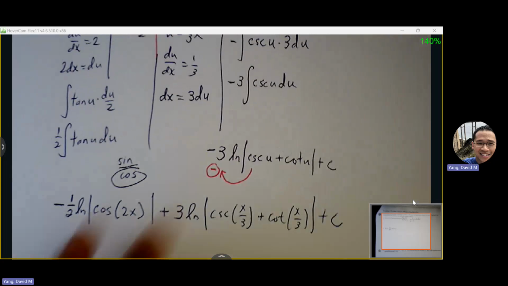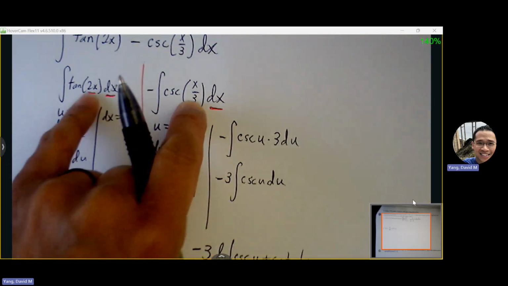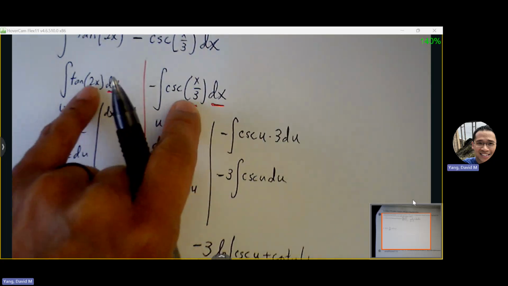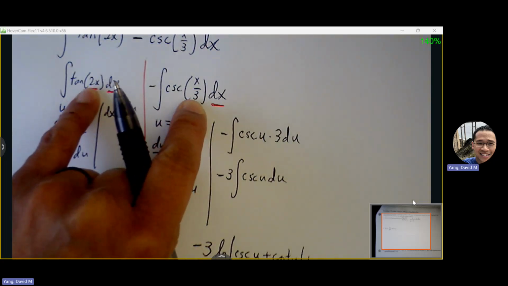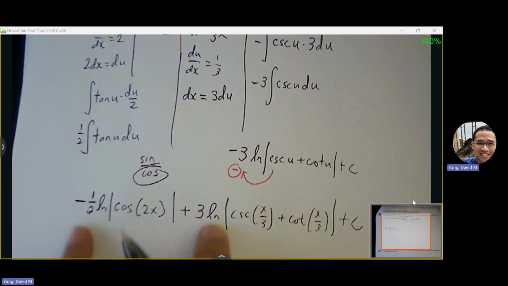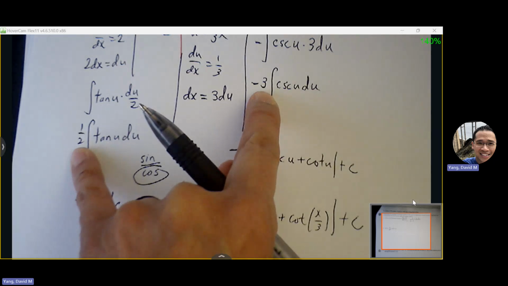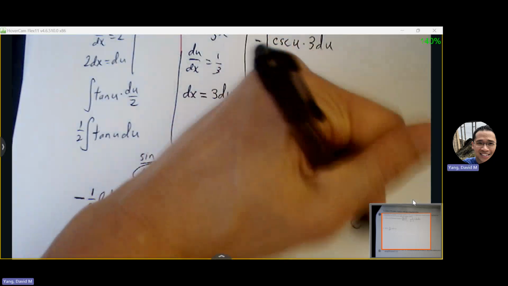Now, I would still go through u substitution if it was like x squared over 3 or 3x squared. If it's anything more than linear, then I would take the time to go through u substitution. But if you feel comfortable with like 2x or 3x or x over 3 or x over 4, you can just jump directly and just understand it's going to be the reciprocal that's going to show up as part of my u substitution process.